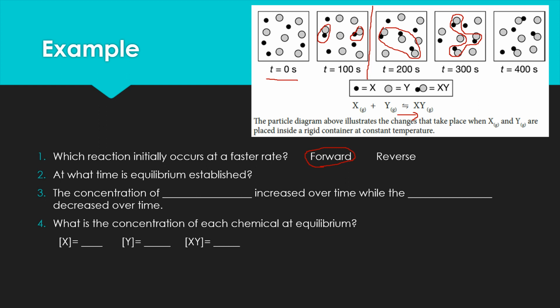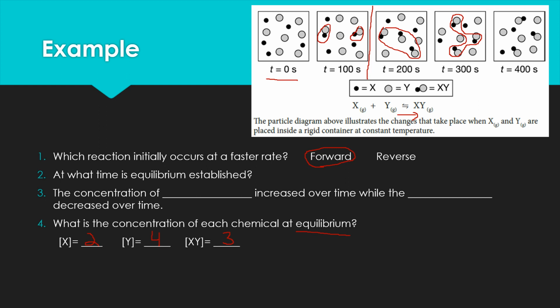Now, what is the concentration of each chemical at equilibrium? We start to hit equilibrium at 200 seconds, so we can just count our particles. XY I already circled, we have 3 of those, so we'll just say it's 3 molar. Remember, chemicals placed in square brackets, and we're going to see this throughout the entire unit, mean concentration or molarity of. X is the little black dot, so there's only 2 of those. And Y is our larger circle. We have 1, 2, 3, 4 of those. So those are concentrations at equilibrium. Notice they are not the same as each other. Rate is equal at equilibrium, not amount.